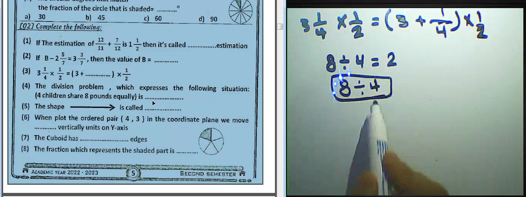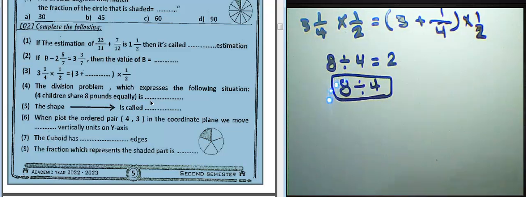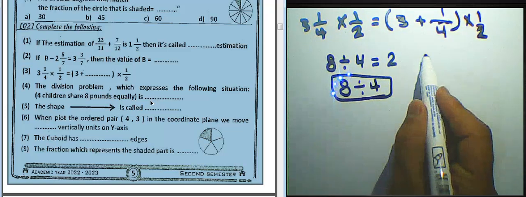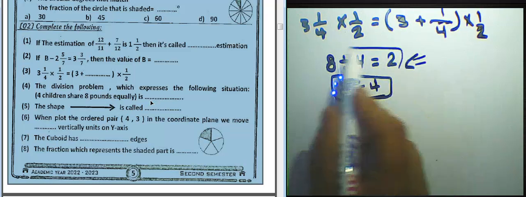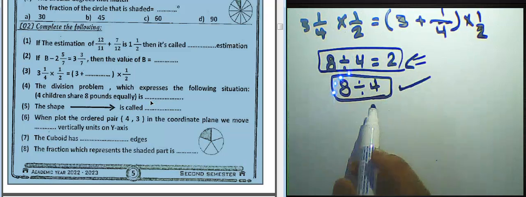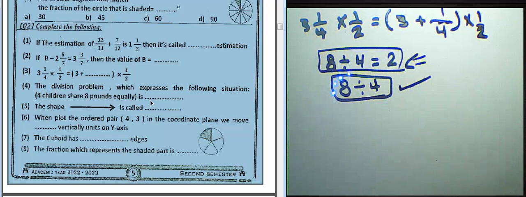It's the expression for this example. He asked about an expression, but we call this what? An equation. Okay, but he asked about an expression. We must write 8 divided by 4: 8 pounds divided by 4 children.